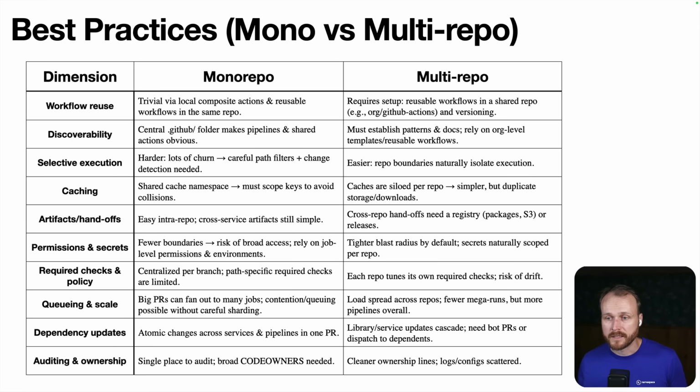In terms of the scale of these things, within a monorepo, a large pull request may fan out tons and tons of workflows, and so there could be contention for available runners if you're not careful. Dependency updates can be quite nice for a monorepo because you can atomically update all the services and pipelines in one single PR. Across a multi-repo, it can be quite challenging where you need to find and apply these updates across lots of different PRs. And so you'll likely want some additional tooling to handle that orchestration. And then from an auditing and ownership perspective, a monorepo is easier to audit, but you need to really put the effort into the code owners file to specify which services belong to which teams. Within a multi-repo, it's often clear who that service belongs to. However, all those configurations are scattered across many different places.